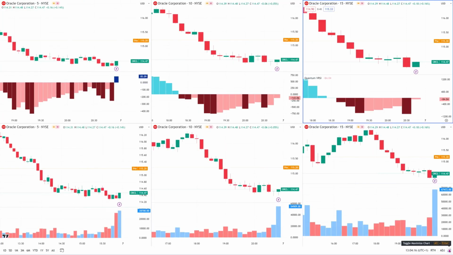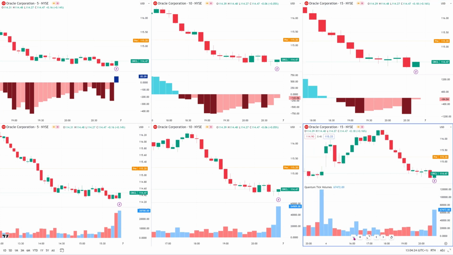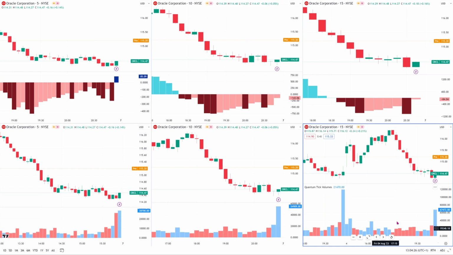And we get a nice down candle there just to finish off the move at the end of that particular reversal lower. And again, you can see all the VPA lessons below, and all of that will be mirrored across the time horizons. So that's Oracle.